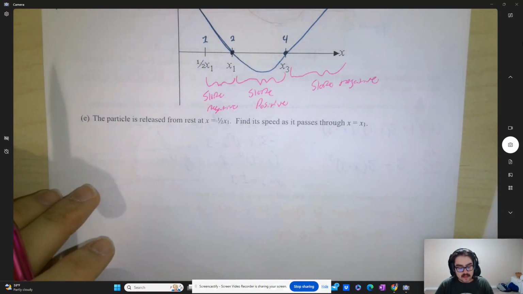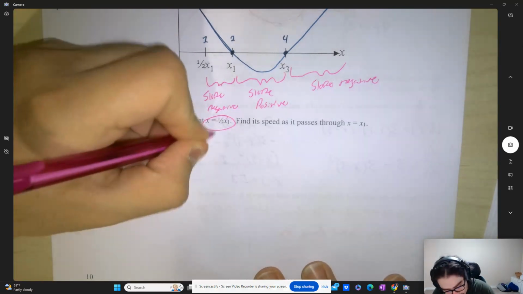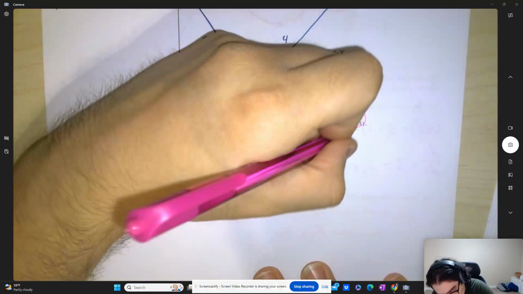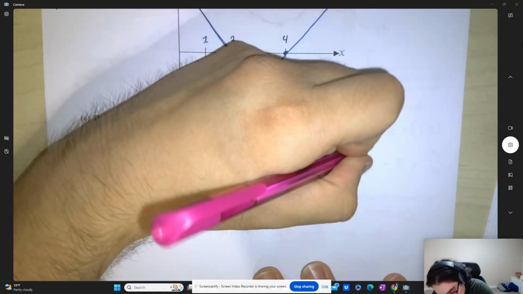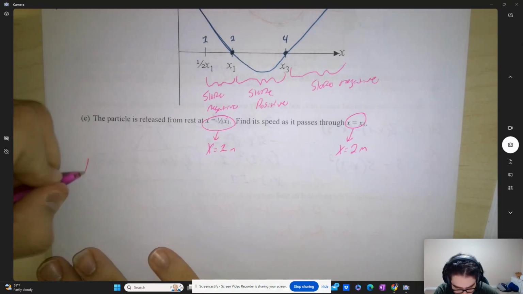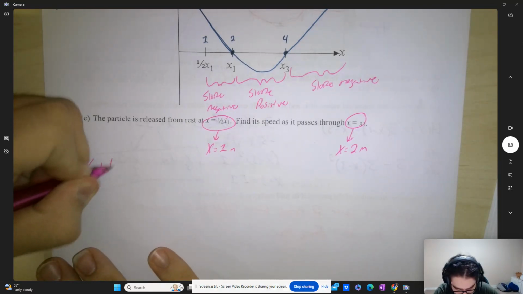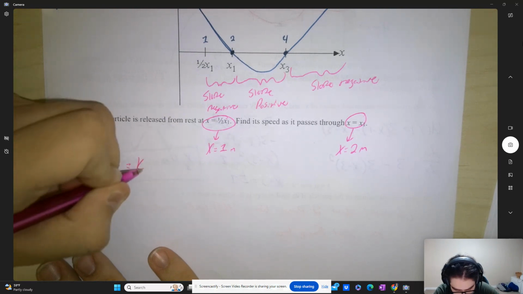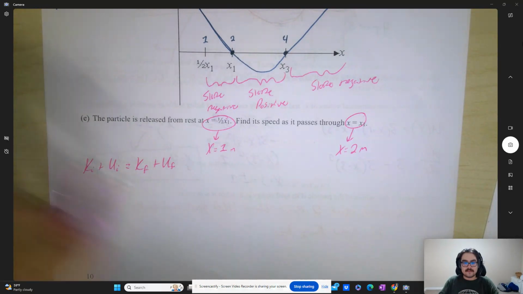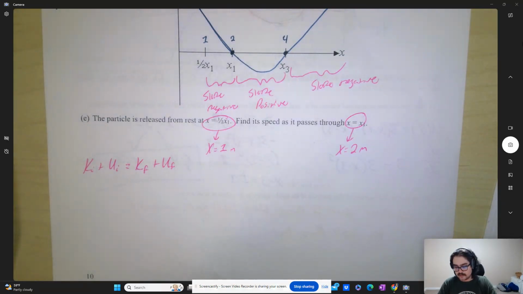Particle released from rest at x1/2. That, by the way, is just x equals 1 meter, and then this we already said was x equals 2 meters. It's released at rest from x1/2. Find its speed as it passes through x equals x1. So all I got to do is use conservation of energy, K_i plus U_i equals K_f plus U_f. I need to figure out the potential energy at both points.